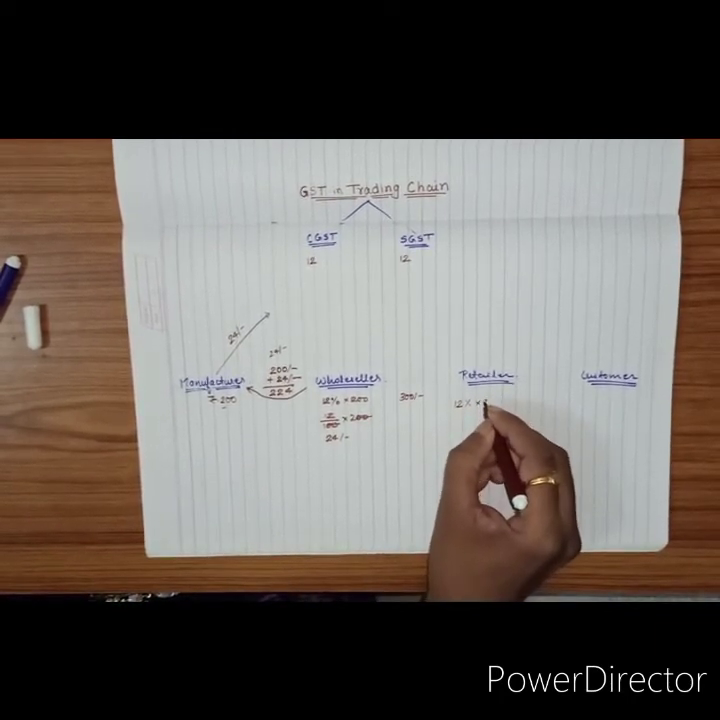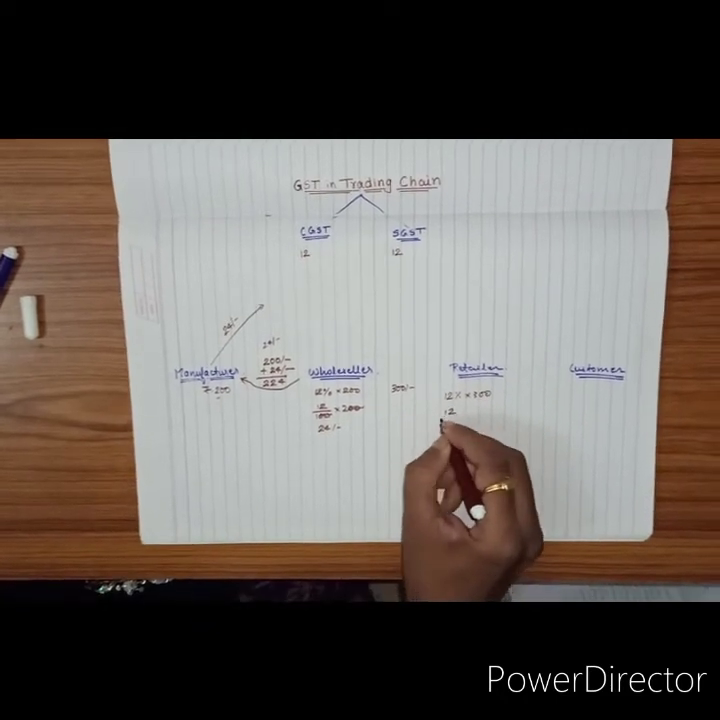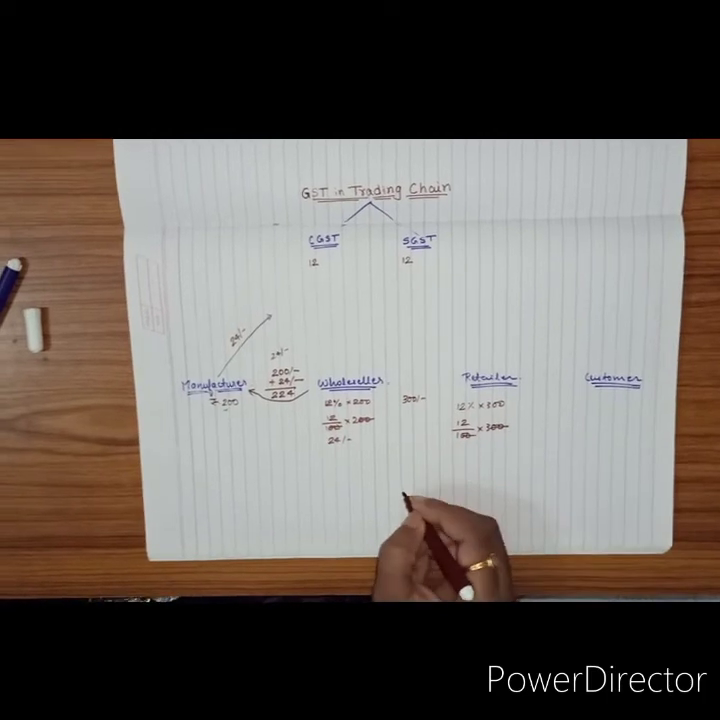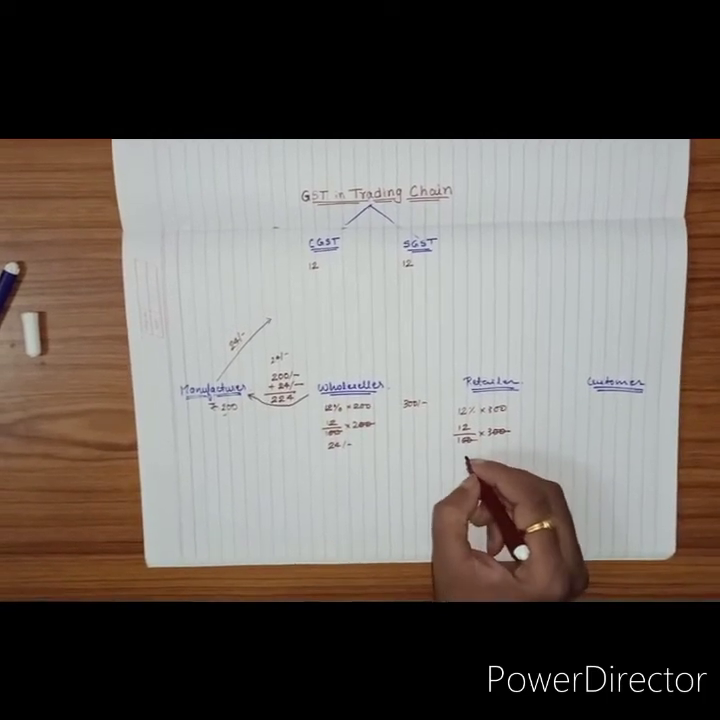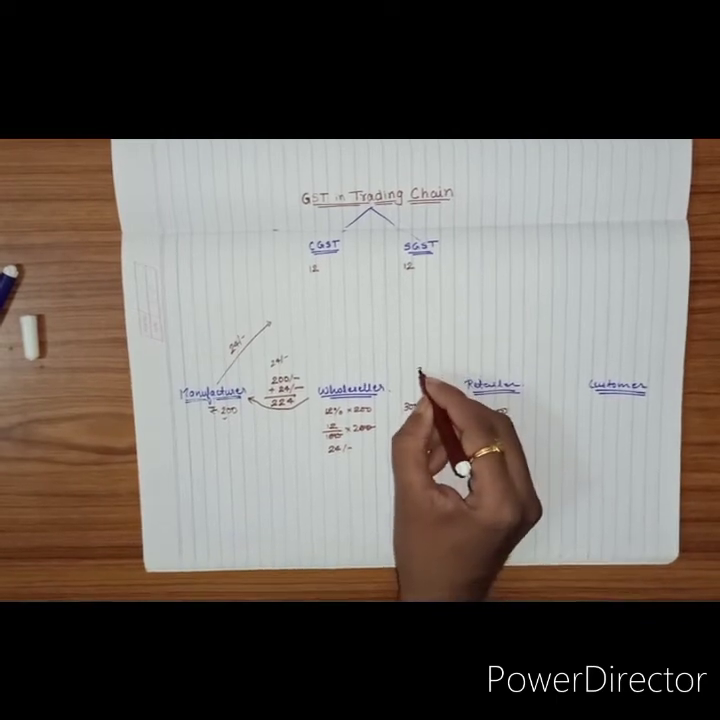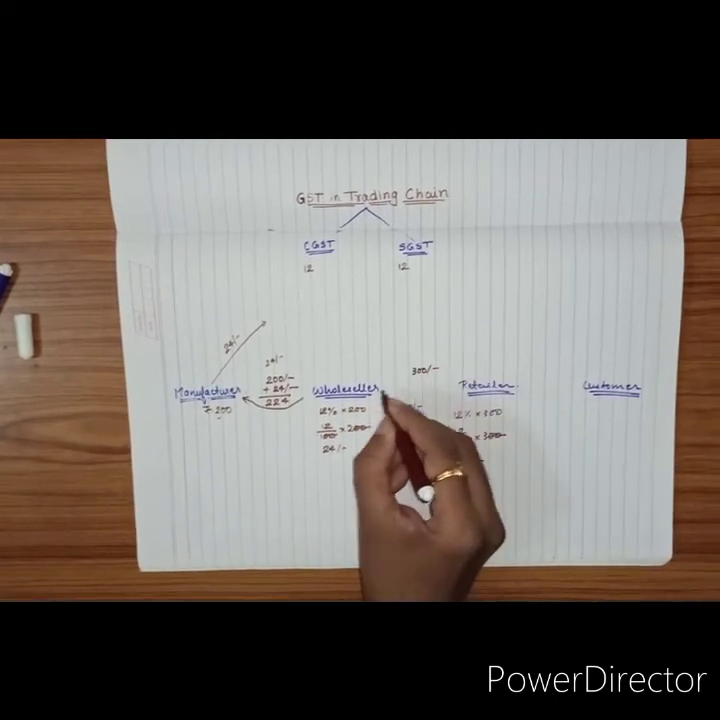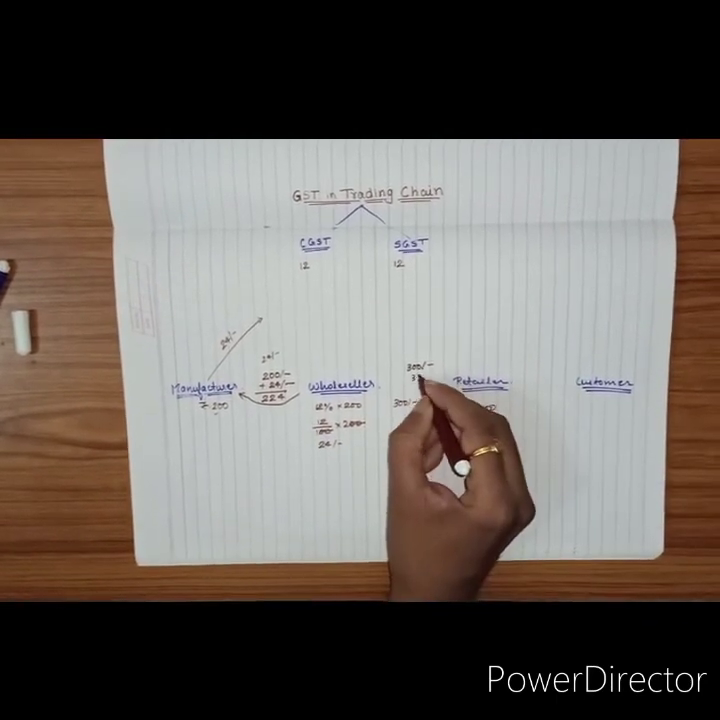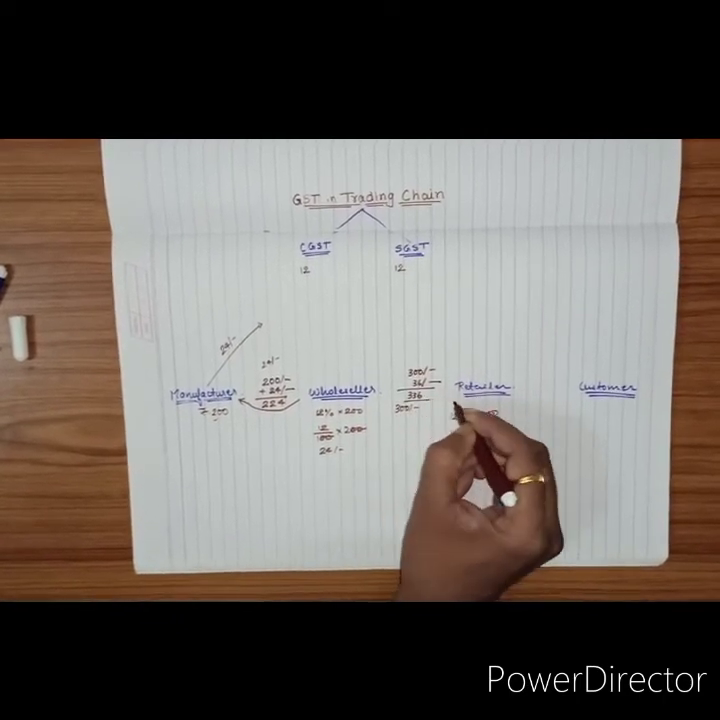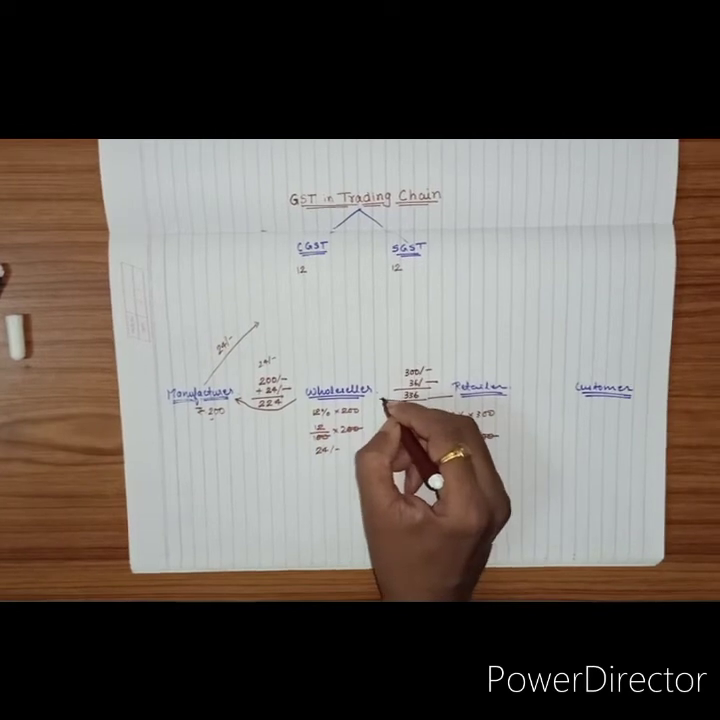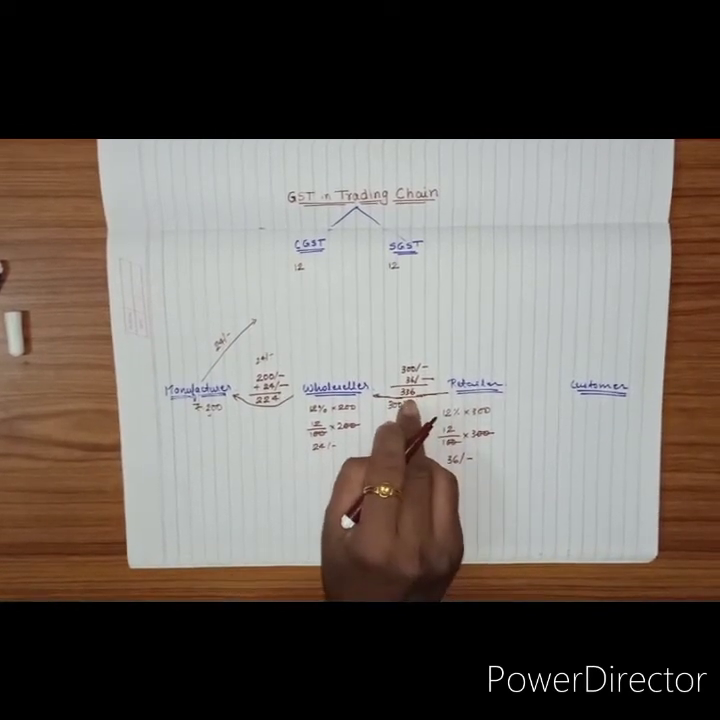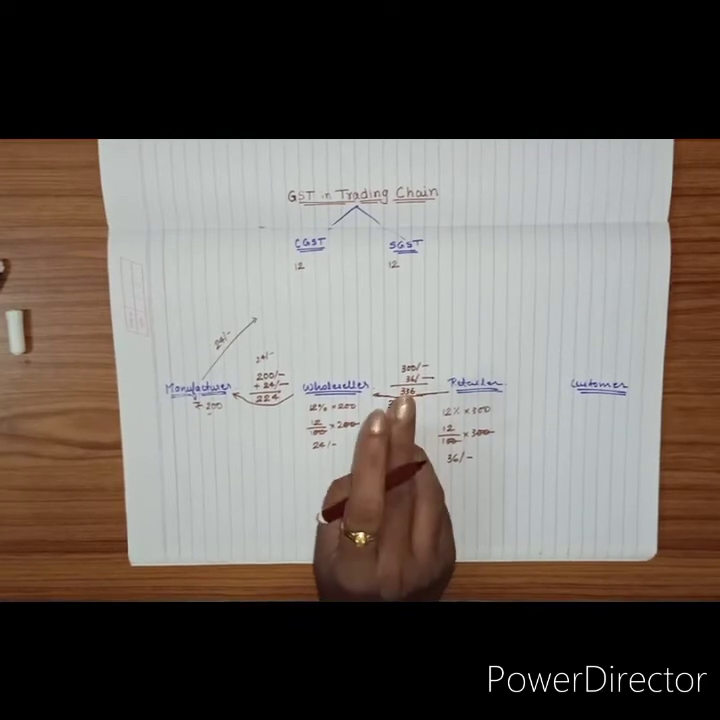So GST again 12%, 12% of 300, right? So 12 upon 100 into 300. So these zeros have gone. 12 threes are 36 rupees. So total how much? 300 is being charged by the wholesaler plus 36 rupees is GST. So total is 336 rupees. This person has paid to the wholesaler. Now this 36, understand, okay?